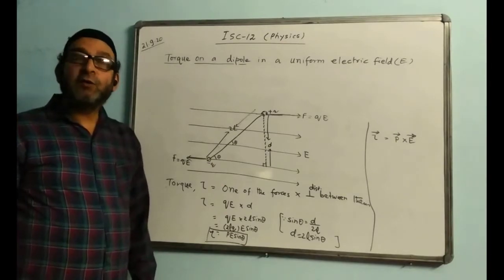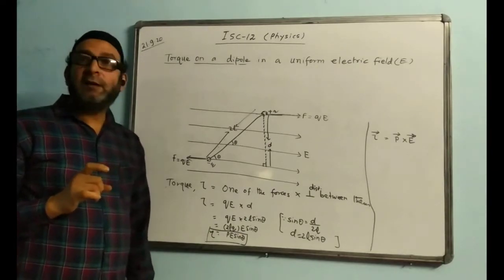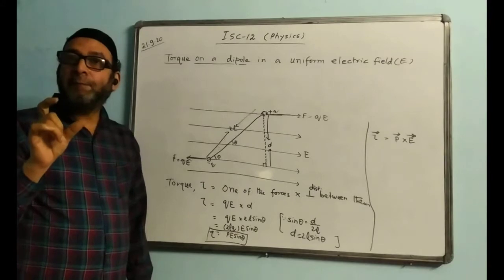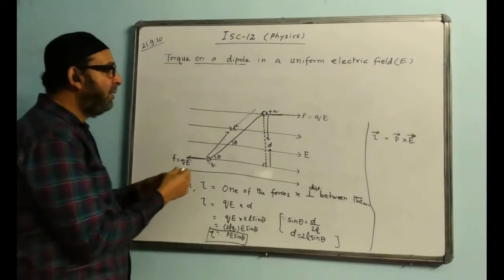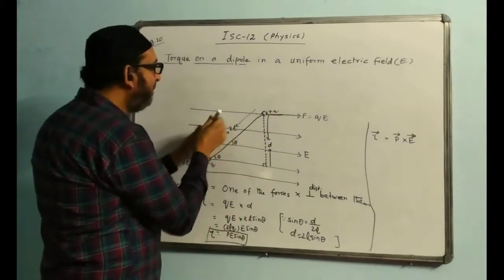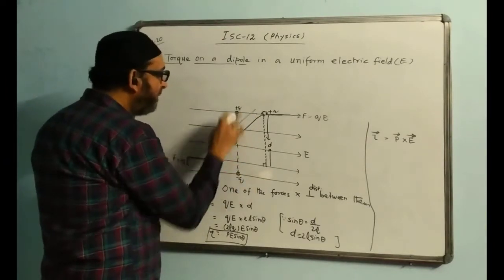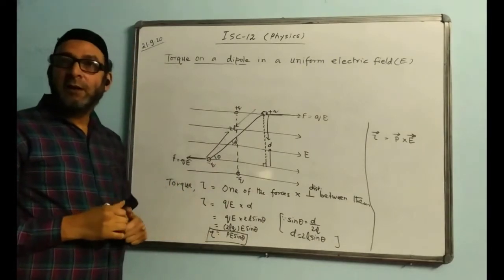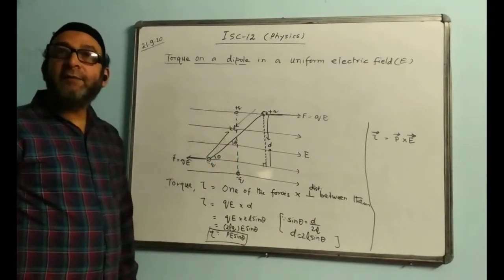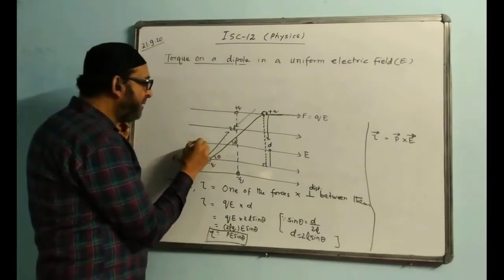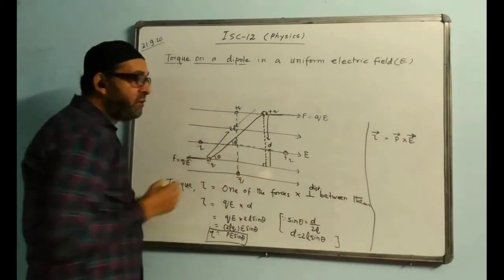In ISC they gave this question: draw a diagram to show that the torque on a dipole in a uniform field is maximum. If they ask you to draw the diagram, how do you draw it? Same diagram: you draw the uniform field and keep the dipole element perpendicular. This is plus q, this is minus q. You can mark plus q and minus q anywhere, that doesn't make a difference. So here the torque will be maximum, perpendicular, 90 degree. And when will the torque be minimum? When you show the dipole parallel to the field, that time it will be minimum. Plus q and minus q. Hope you understood this point.